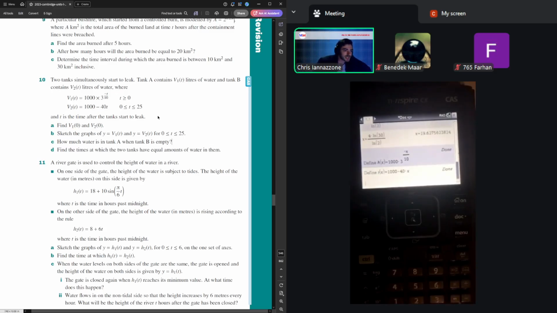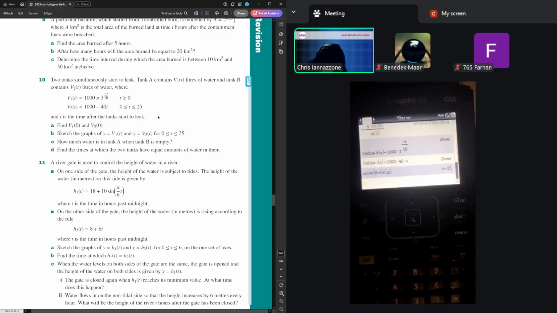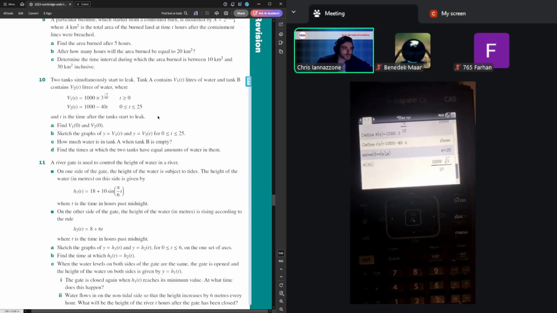Okay, how much water is in tank A when tank B is empty? Tank B is given by the second equation, so forcing it to be empty is a matter of setting the y value, the volume, equal to 0. Let's find out when that occurs, and that occurs at x equals 25. From there, all we want to do is understand what the volume is in the first tank at that exact same time. So we take that t value of 25, shove it back in, and just control enter there. We can see we still got 64 litres left.